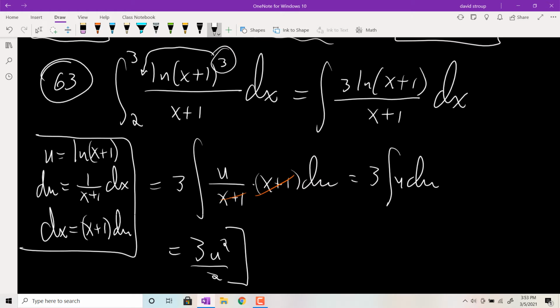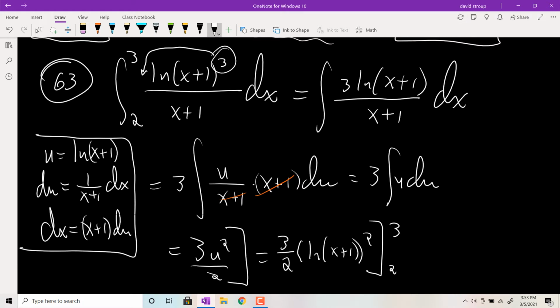I have to remind myself to evaluate. I'm going to back sub first. You can't put 2 and 3 into this thing; you would have to change the limits of integration. So I just like to back sub it. So 3/2 times ln of x plus 1, and this whole thing's squared, from 2 to 3.